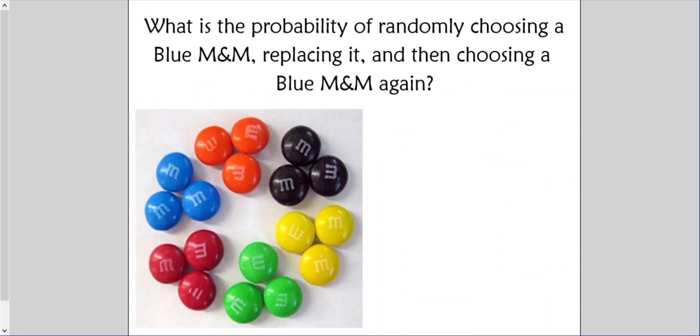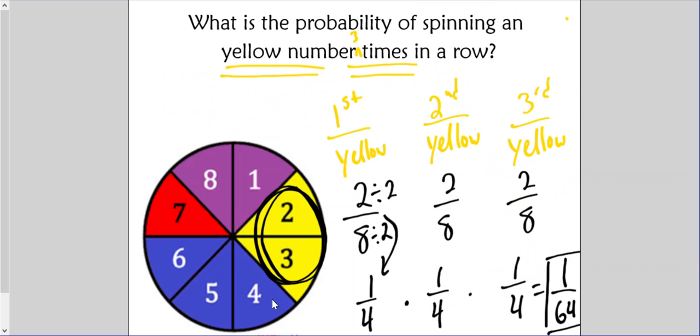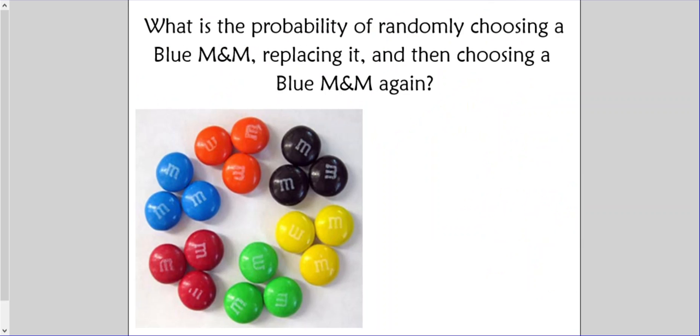Those were all independent probabilities. A coin and a die and a spinner, the odds don't change from one event to the next. When you're dealing with a bag of M&Ms, if you take out an M&M and you eat that M&M, the bag is changed in between the first event and the second event. You really have to read carefully for this phrase. Are you replacing it or are you not replacing it?